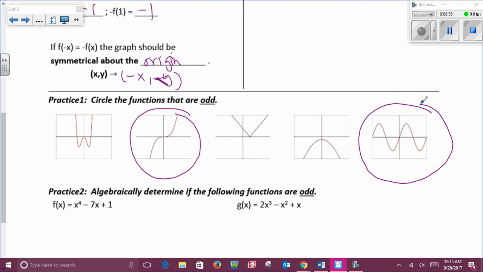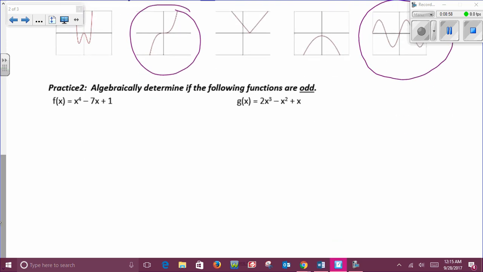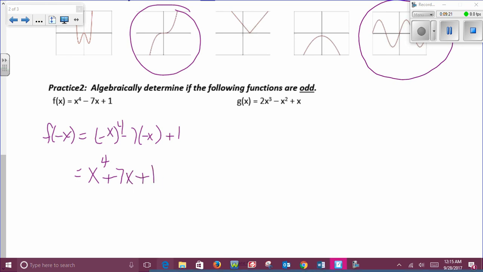So practicing algebraically, we have f of negative x equals negative x to the fourth minus 7 times negative x plus 1. Negative x to the fourth is equal to positive x to the fourth. Negative x becomes 7x, and then plus 1. So this is not odd. It's not the opposite, meaning all of my signs are changed.